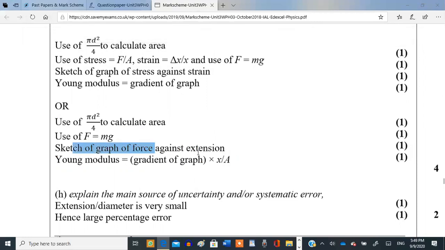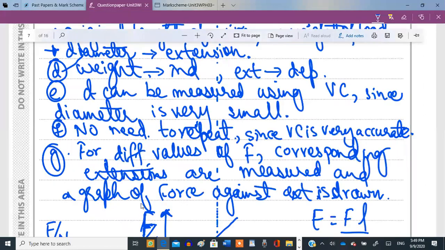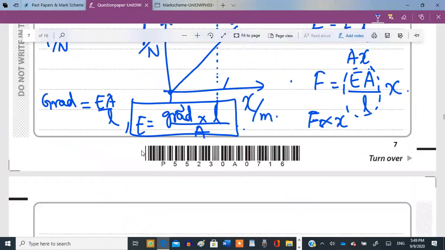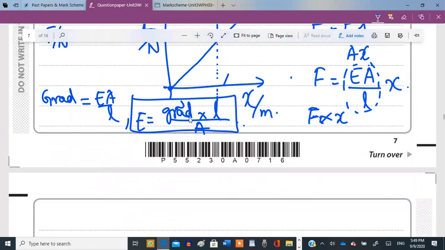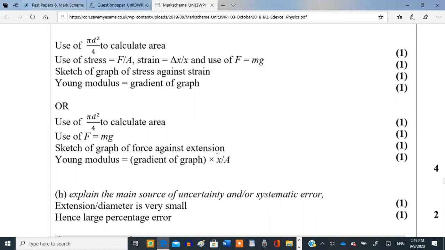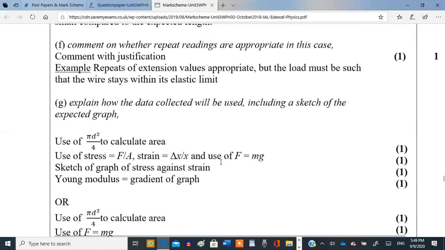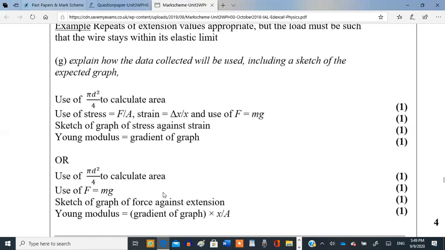Force extension graph, we did say that we need to draw out the force extension graph, and this is how you calculate the Young modulus. We did mention that as well. The Young modulus can be calculated using E upon L, and gradient into L upon A, gradient into L or x upon A. x is the extension. Okay. Basically, our method is correct. These are just two examples of how to do that.